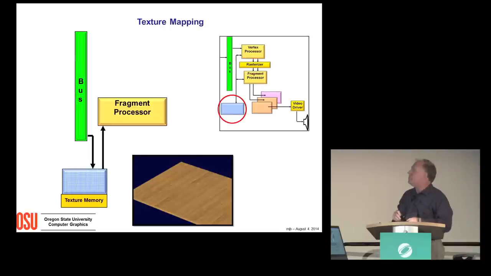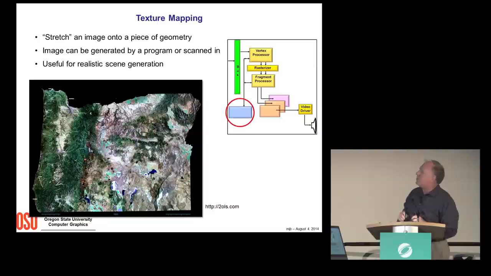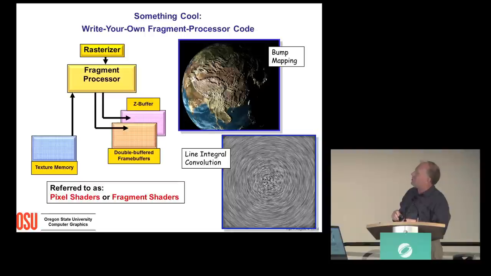Here's textures. Again, we get a wood texture. That geometry is just a four-sided quadrilateral, but it's got a wood texture on it, so it looks more detailed than it really is. You can do all kinds of things. Here's a map of Oregon using a satellite image. Here's a map of the world, where he's using the textures to represent the intensity of heights. Here's a texture where it's showing fluid flow by smearing a white noise.